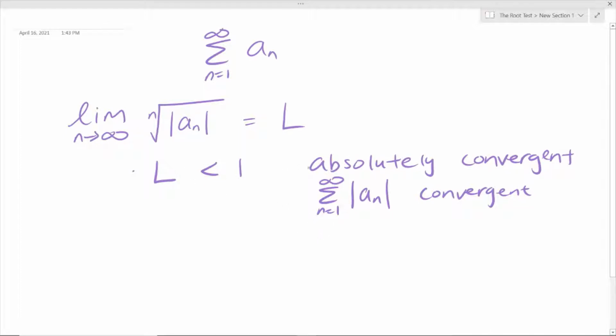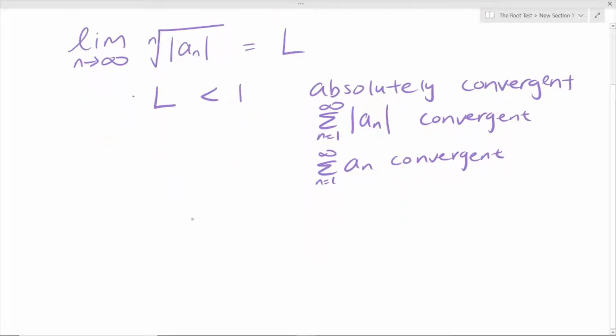Now, when something is absolutely convergent, it just basically means that the original series itself is convergent. So we can also say that the original series is therefore convergent. So this original series is going to be convergent if the limit is less than 1, because if something is absolutely convergent, it will be convergent.